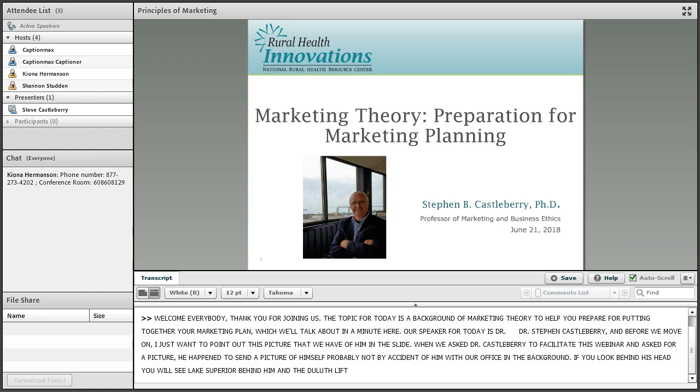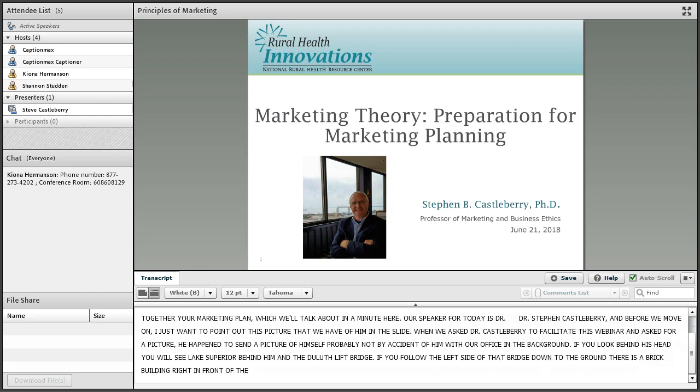And if you follow the left side of that bridge down to the ground, there is a brick building right in front of the left side of the bridge, and that is our office building. So if you've never been to our office, that is where we sit.